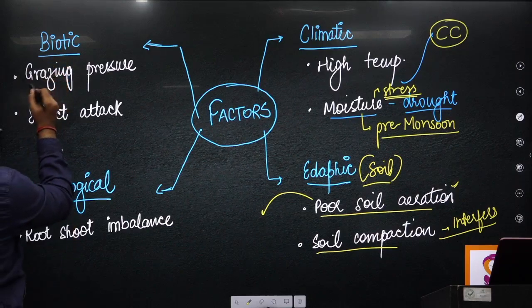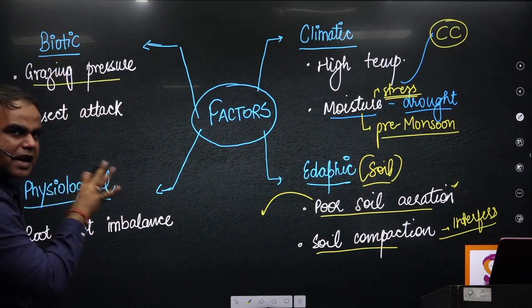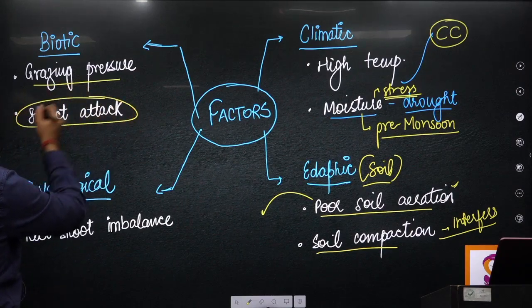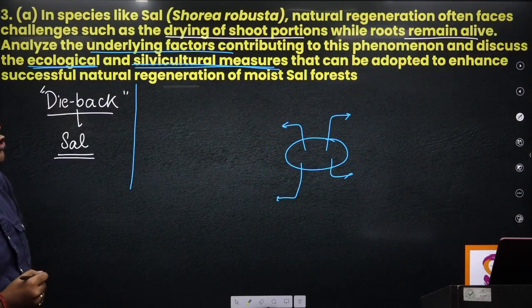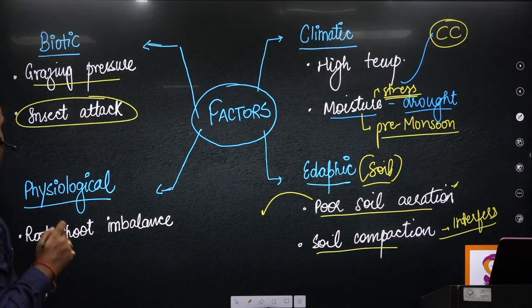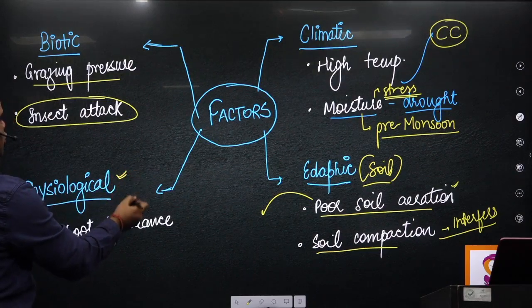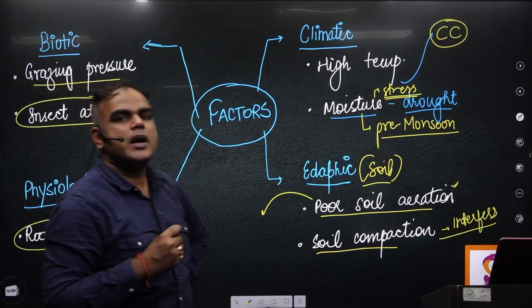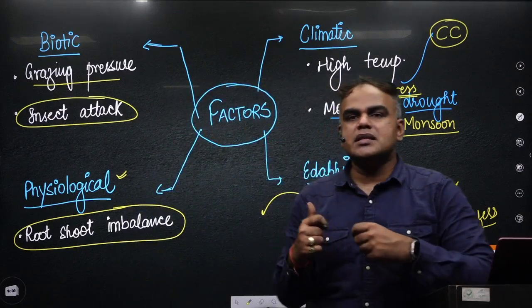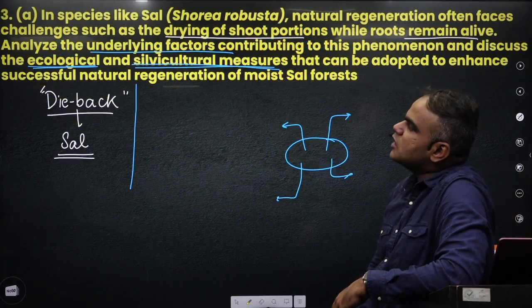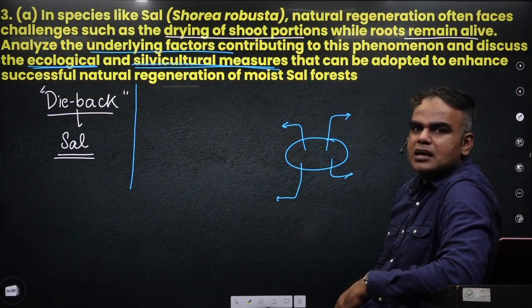Other than that, biotic factors: if there is a lot of grazing pressure on that land, this is a significant problem, followed by pest or insect attacks. These can also interfere with the natural regeneration of Shorea robusta. Plus the physiological factors, which means a root-shoot imbalance is also seen. Because of a root-shoot imbalance, we can see this phenomenon of dying back.